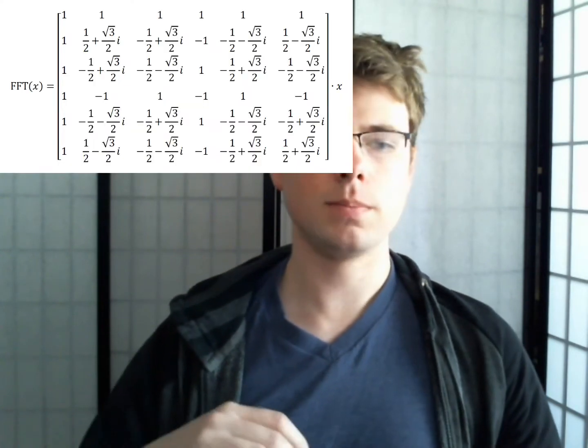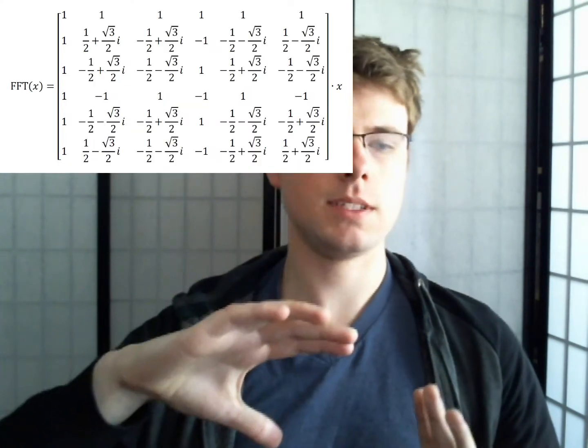So since this Fourier transform, each component of the result is just a dot product. Really, you're just taking a bunch of dot products. That is literally matrix multiplication. So you can express the Fourier transform as multiplication by the specific matrix.